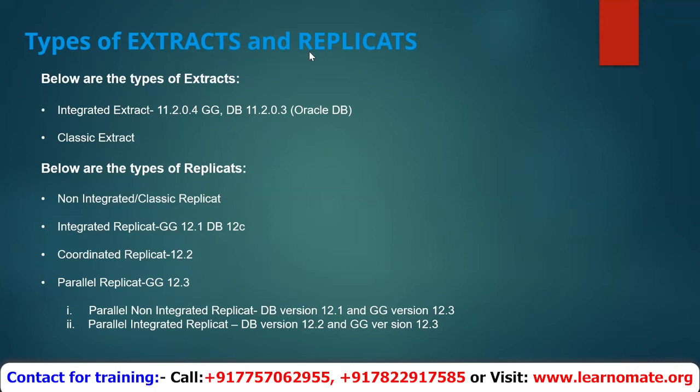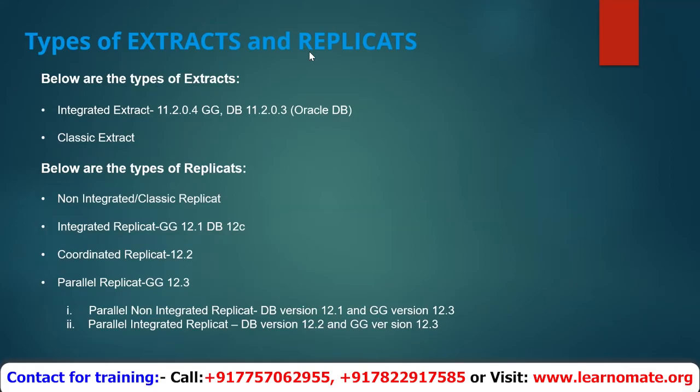So there are two types of parallel replicate. One is parallel non-integrated replicate and the second is parallel integrated replicate. To configure parallel non-integrated replicate, the database version should be 12.1 and the minimum GoldenGate version should be 12.3. For configuring the parallel integrated replicate, the minimum database version should be 12.2 and the GoldenGate version should be 12.3.